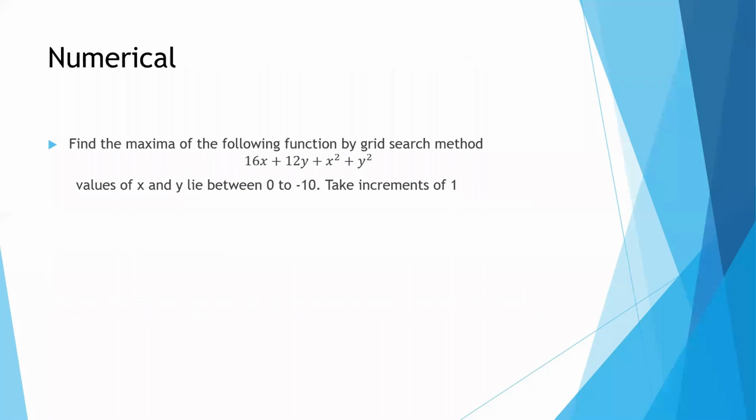We have: find the maxima of the following function by grid search method. You have 16x plus 12y plus x square plus y square. The values for x, like I said, are constrained between 0 to -10. Take increments of 1. It should be -1. So take increments of -1. So this is the question that we are going to do. It's very simple to do. All you have to do is put the values of x and y in this equation and get the answer.